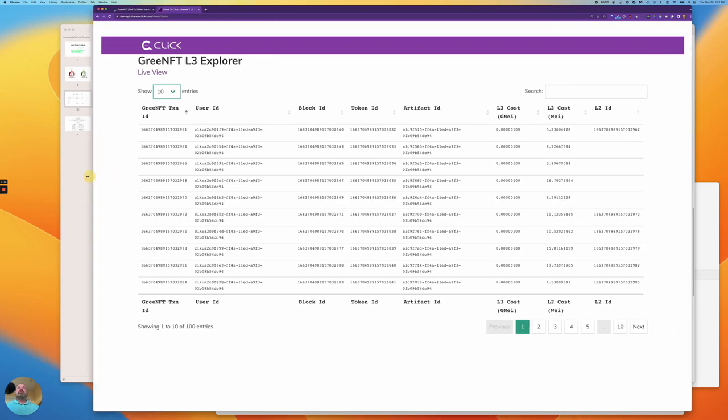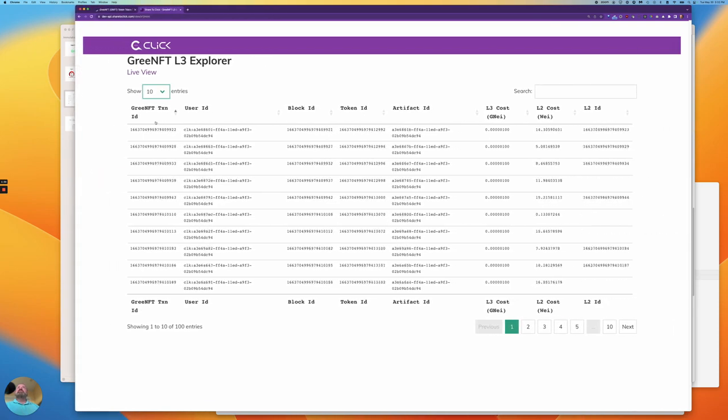So the first one is actually just the actual transaction ID. And this is measured in 1.66 quintillions. That's how many millions of NFTs per second adds up to over time. We show next a user ID that covers a social media master ID. So with a one-click identity, one GreeNFT identity maps to multiple social media accounts, Instagram, TikTok, Discord, etc.